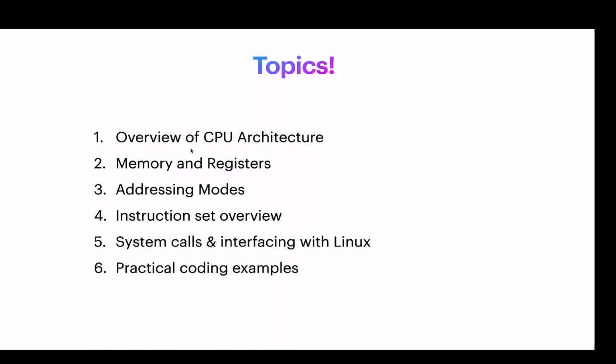We'll start with an overview of CPU architecture. We'll look at memory and registers, addressing modes available in 64-bit operating system, instruction set overview, which talks about what kind of instructions are available for our assembly programming. Then we'll dig deeper into system calls and how it interfaces with Linux, and we'll do some coding examples.